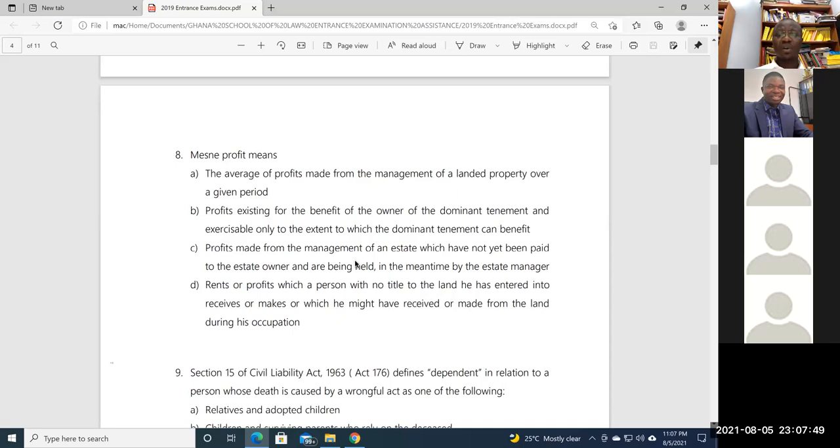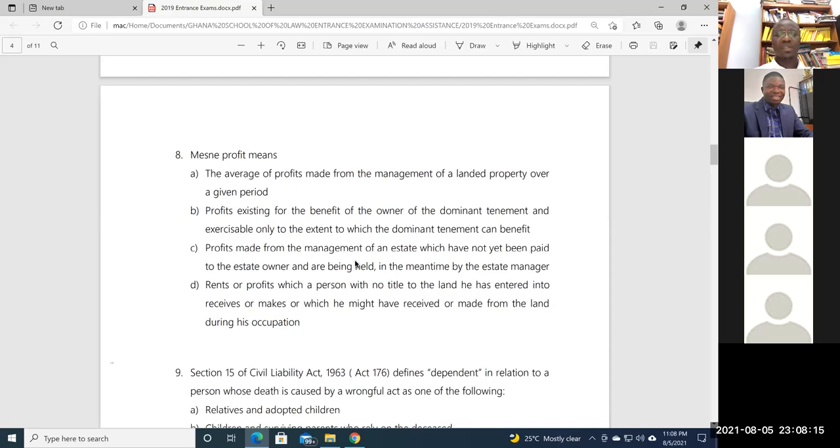C, profits made from management of an estate, which have not yet been paid to the estate owner and are being held in the meantime by the estate manager. Not really, but let's flag that, because that is a bit closer to what we have said the mesne profit is.